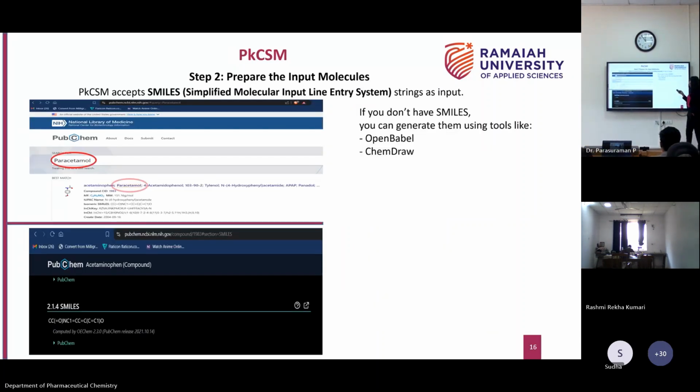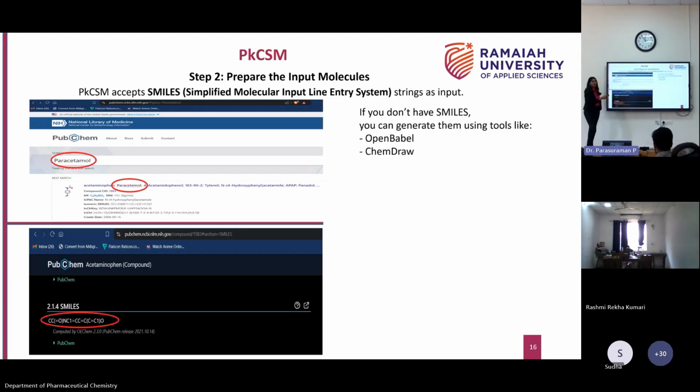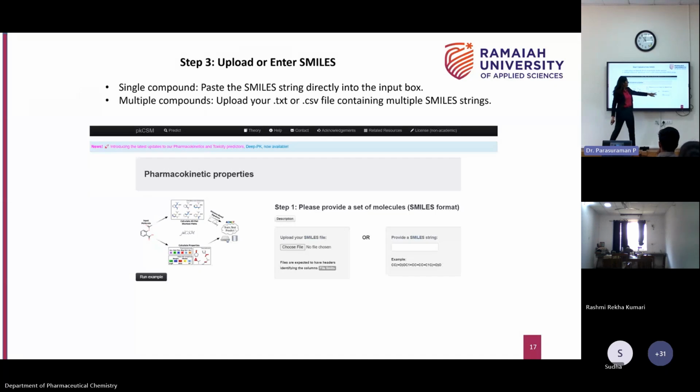Then after that, you will get a window like this. So how will you do it? Here you need a SMILES to upload. You know how to create the SMILES. If your drug is already FDA approved, then you can go to PubChem, put in the name of your drug, and you will get something like this. You can click here, scroll down, and you will get a SMILES. I have taken paracetamol as an example because it is widely used all over the world. You can copy this SMILES and paste it over here.